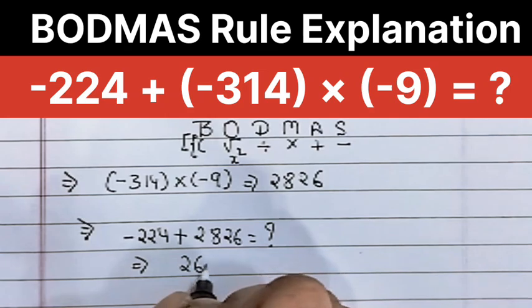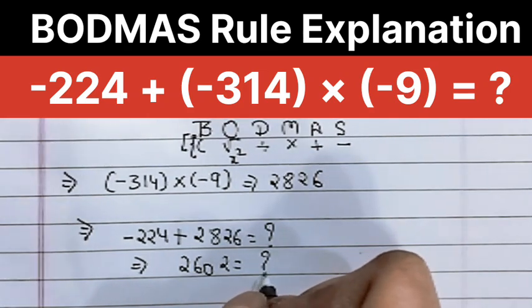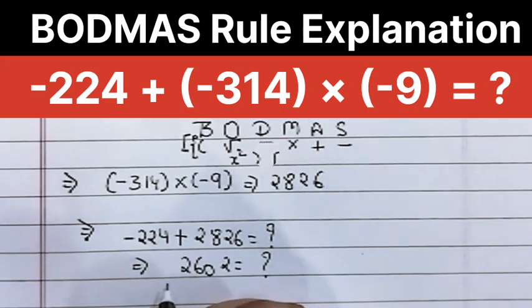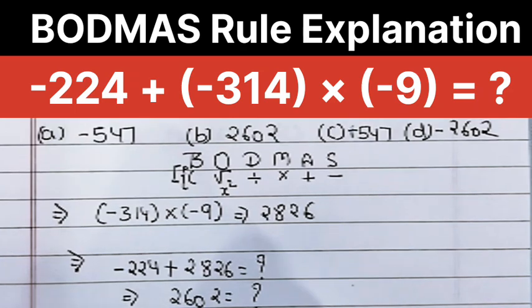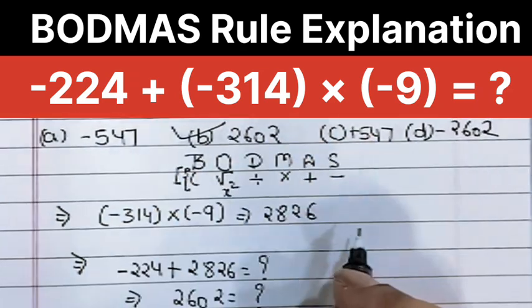So 2602 is the final answer of this question. Reason: we add the negative number to our product, and since the signs are different, we find the difference, keeping the sign of the larger number. So the correct option is B, 2602.